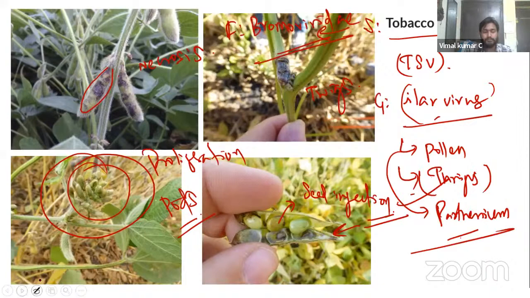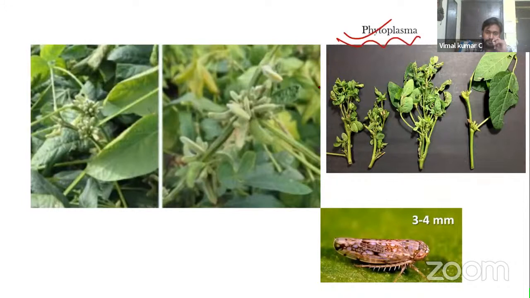Coming to the next disease, that is phytoplasma. It is not a major disease, but there are still some reports of phytoplasma infection in soybean. The initial symptom is proliferation of the buds. Even though proliferation is taking place, the size will be greatly reduced, up to 60 to 70% of its natural size, so there is no economic usage of this.